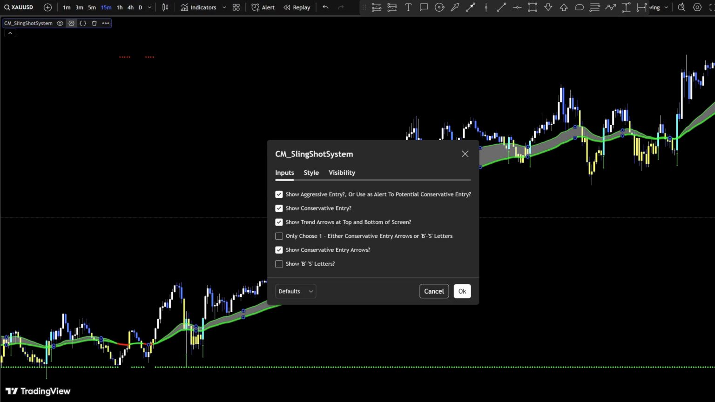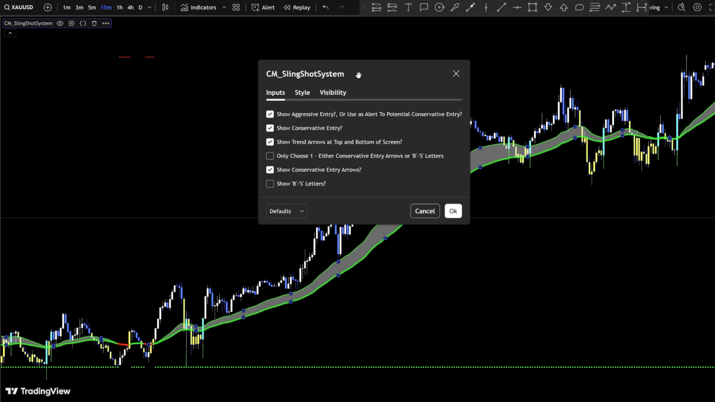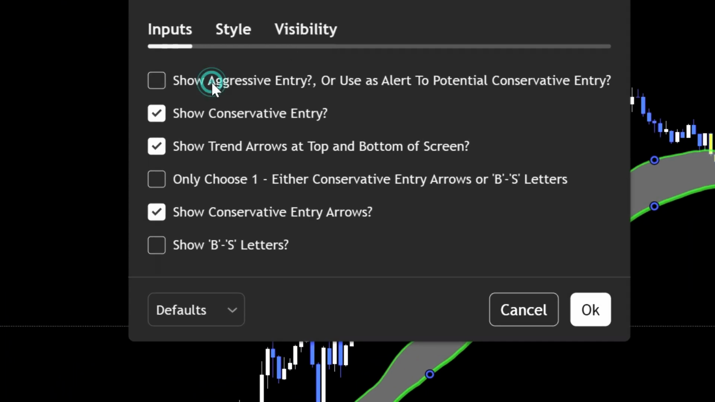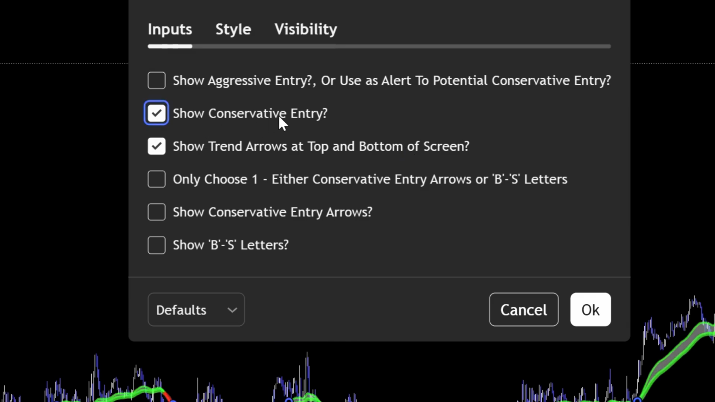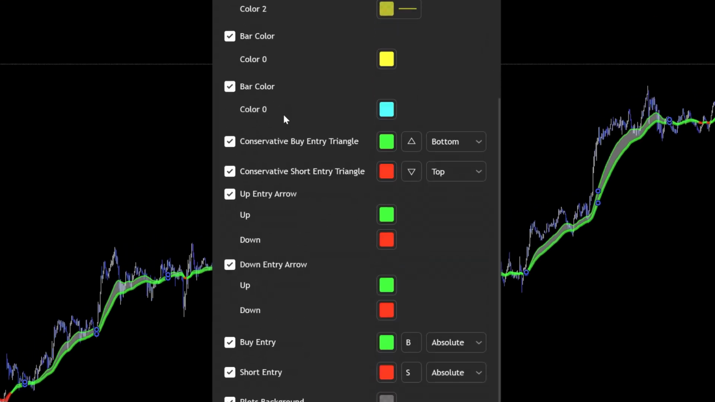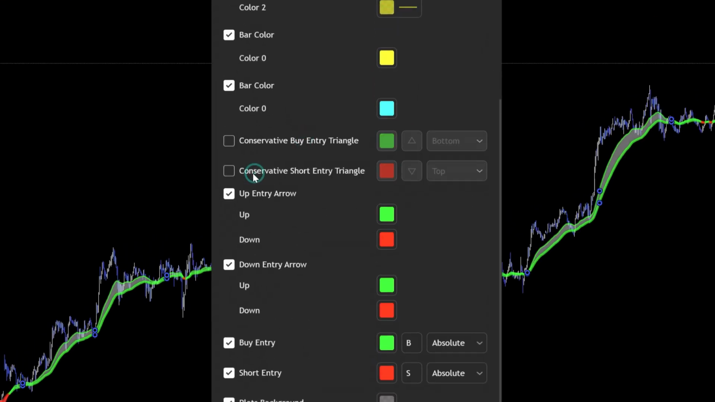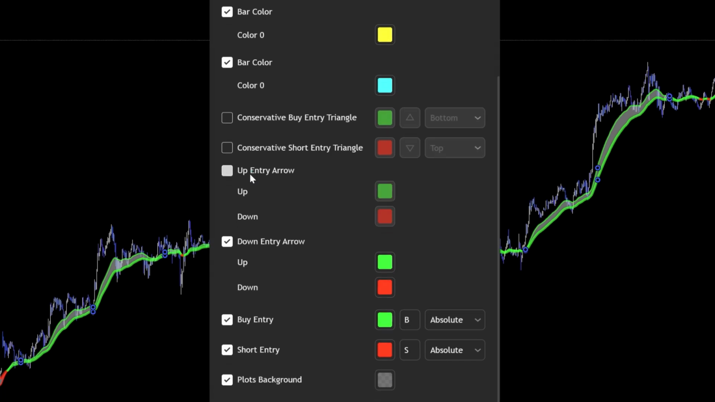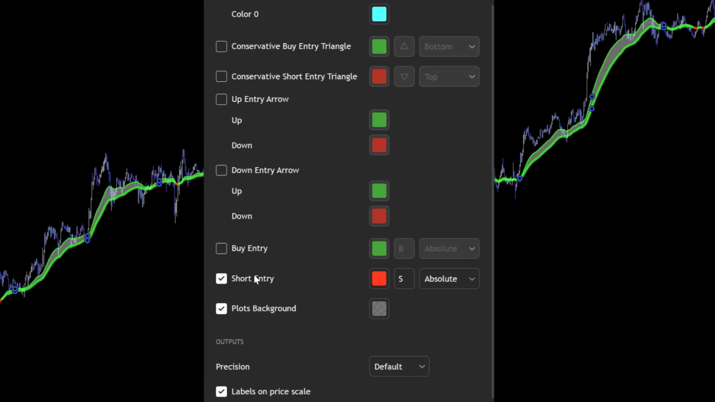In the input section, you'll see a bunch of options. Keep show conservative entry and show trend arrow checked because they are handy, but go ahead and uncheck everything else. This cuts out the stuff we don't need right now. Next, switch to the Style tab. This is where we can clean up the visual even more. Uncheck these boxes: conservative buy, conservative sell, up entry, down entry, buy entry, and sell entry. That's it. No other tweaks needed.